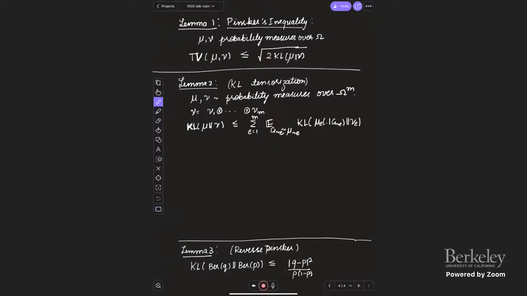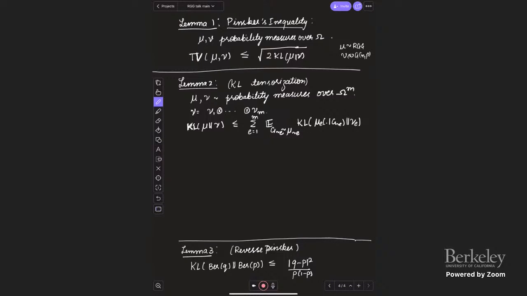Let me state three information theory lemmas, which are quite standard. The first is Pinsker's inequality. That is, suppose mu and nu are probability measures over a space omega, then TV is bounded above by the square root of KL. Therefore, it is sufficient to prove that KL divergence converges to 0. In what follows, we'll take mu to be, let's say, RGG, and nu to be G(n,p).